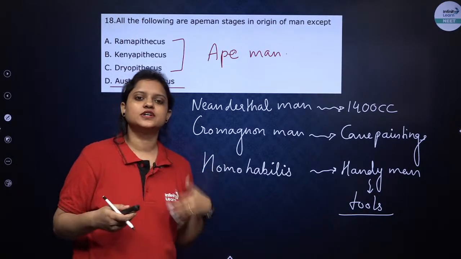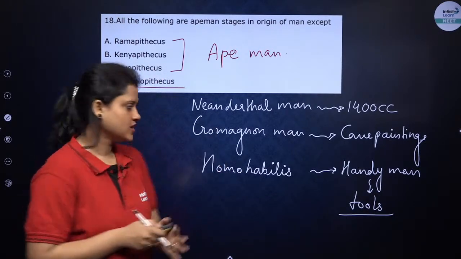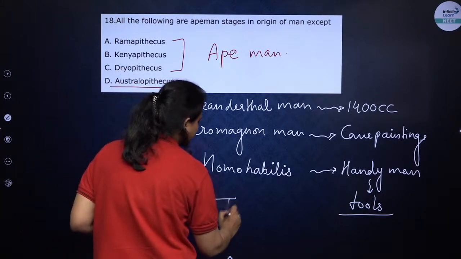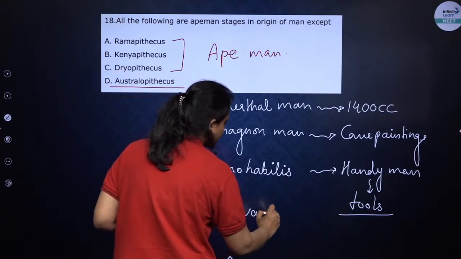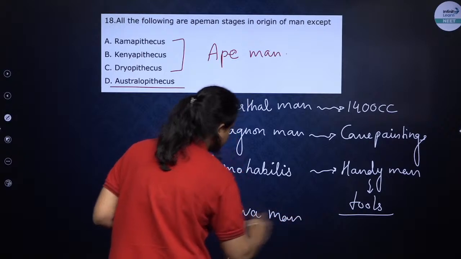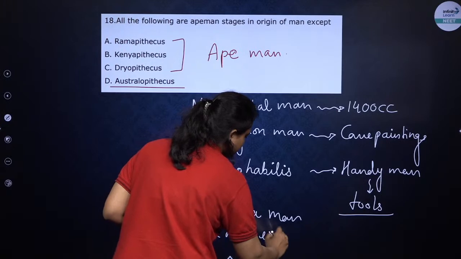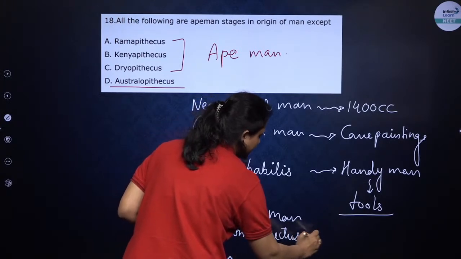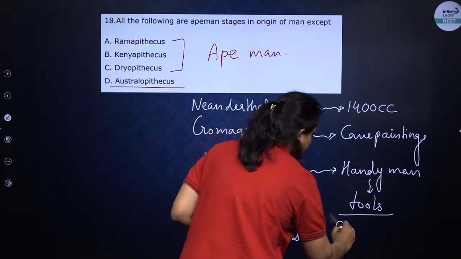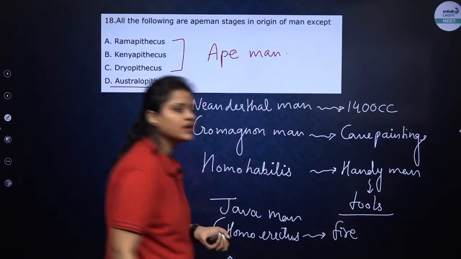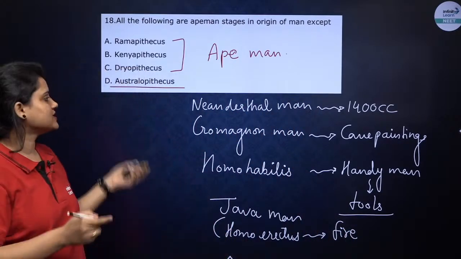So, who discovered fire first? Fire was discovered by Java man or Homo erectus. I will write it, Homo erectus. Homo erectus discovered fire. So, these are the important points that will be asked in your exam related to your NCERT.